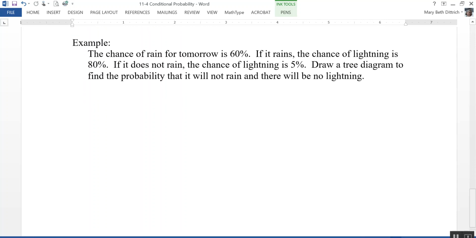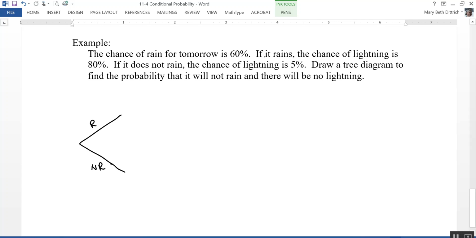So the chance of rain for tomorrow is 60%. If it rains, the chance of lightning is 80%. If it does not rain, the chance of lightning is 5%. So we're going to draw a tree diagram to find the probability that it will not rain and there will be no lightning. Okay, so for the tree diagram, I'm going to start like this, and I'm going to label one of these with an R for rain. I'm going to make this one a little longer and label it with an R for no rain, because it's either going to rain or it's not going to rain.